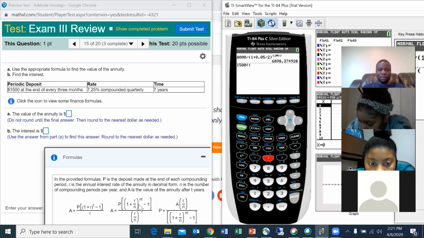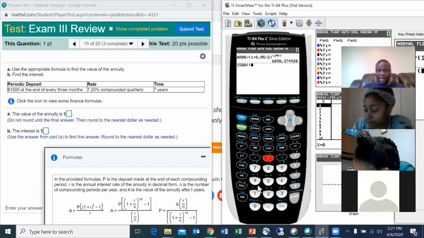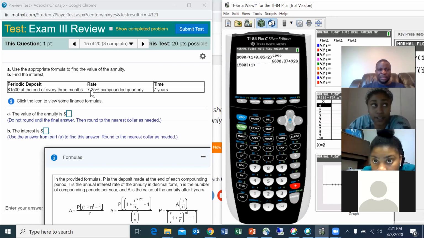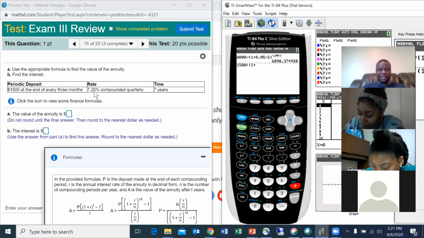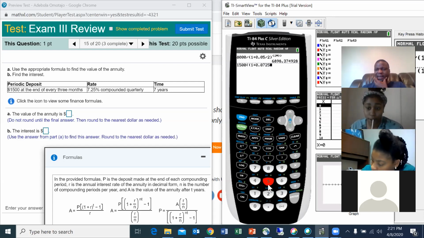After that, you have 1 plus r divided by n. So you type 1 plus r. R is the interest rate. This is 7.25%. So in decimal, type the decimal value of that, which is 0.0725, divided by n, which is 4 because this is quarterly. And after dividing by n, you close the parentheses.